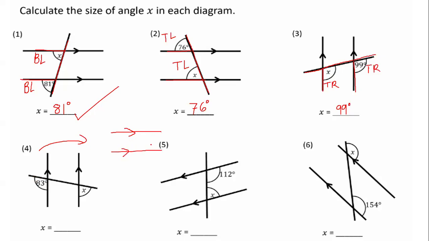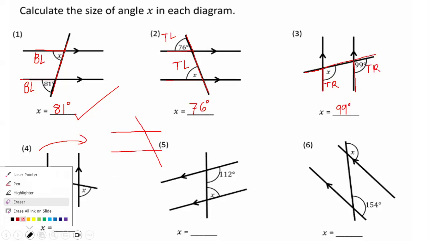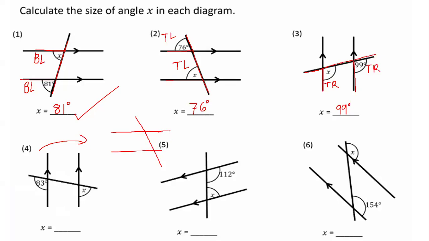It would look like this. Let me move the arrows. So it would look like that. And we'd have the 83 here, right? And we would have the X here. And I ask you a question again.